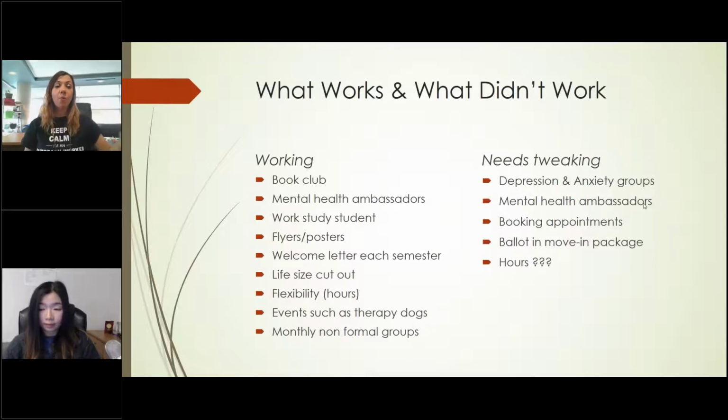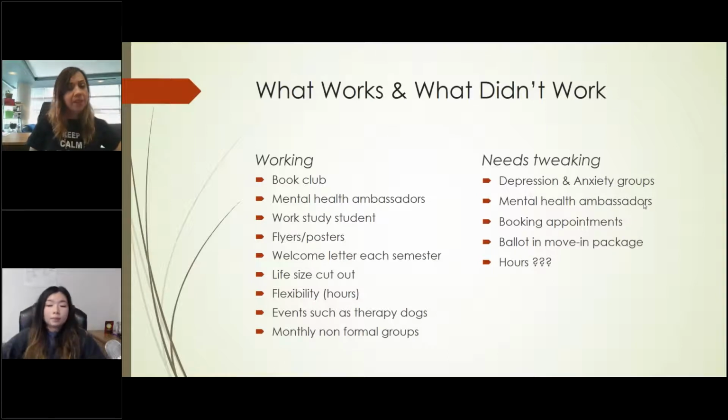Okay, so let's talk about what works and what didn't work. And it's not so much about what didn't work as much as it's what needs tweaking, okay? So what is working? I ran a successful book club, and I'm just in the middle of starting another one.